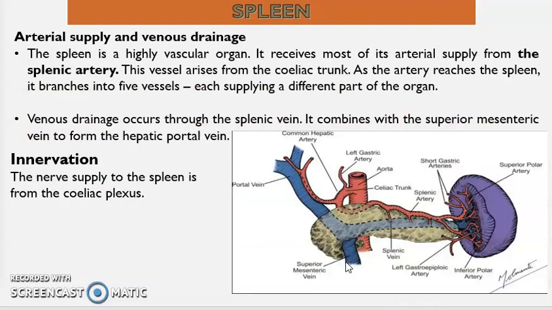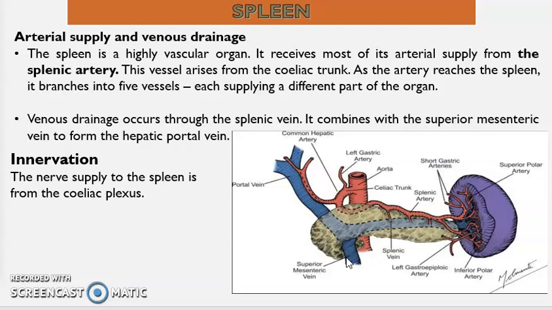The spleen is a highly vascular organ. It receives most of its arterial supply from the splenic artery. This vessel arises from the celiac trunk. As the artery reaches the spleen, it branches into 5 vessels, each supplying a different part of the organ.